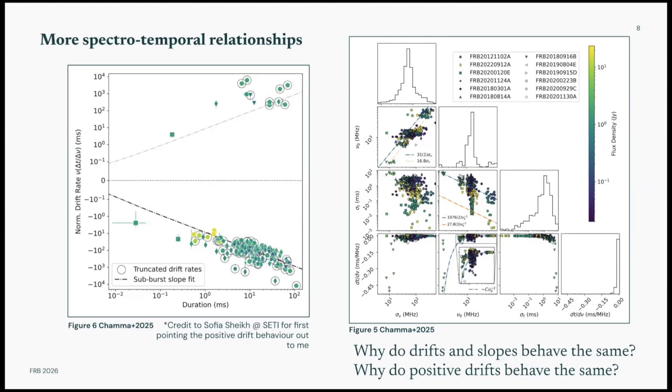So why do the multi-component drift rates and the single component drift rates behave the same way? And why do the positive drift rates behave the same way? Don't know.